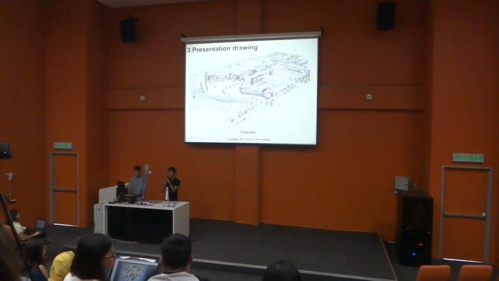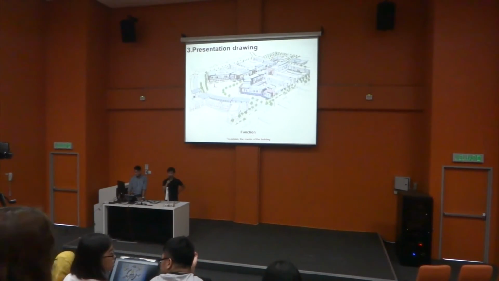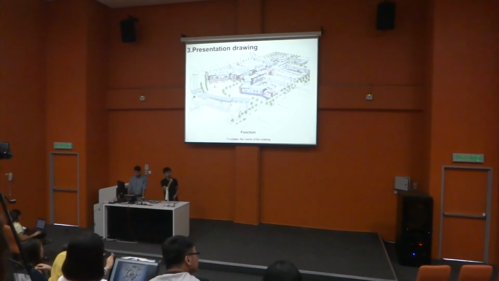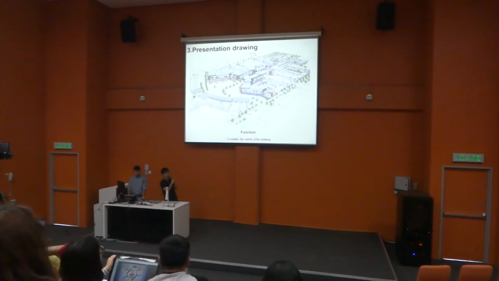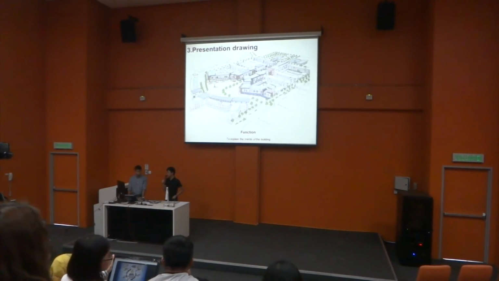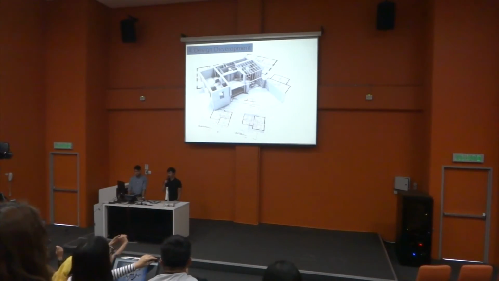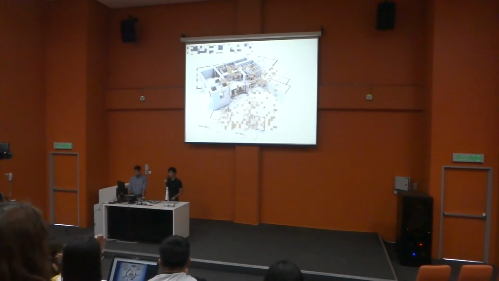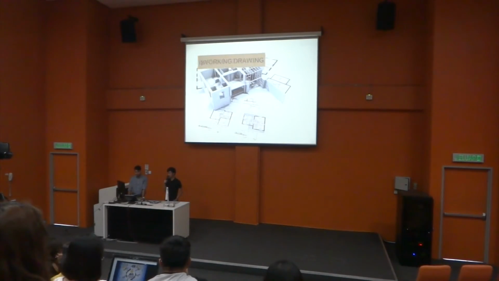So moving on, we go to presentation drawing, which is important to show all the merits of the building. Like you see in this presentation drawing, there are a lot of trees, so I guess this area can be considered an eco-friendly environment. And then after that, we have design development, which includes working drawing and detail drawing. There are three parts to working drawing: location drawing, assembly drawing, and component drawing.